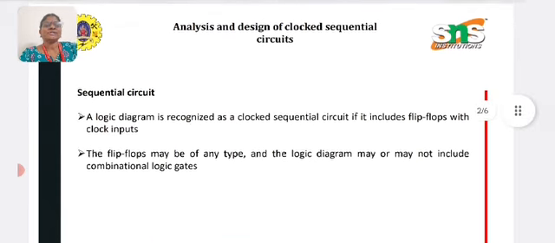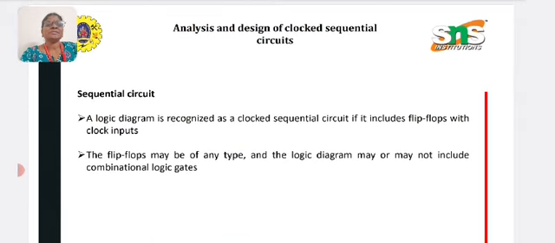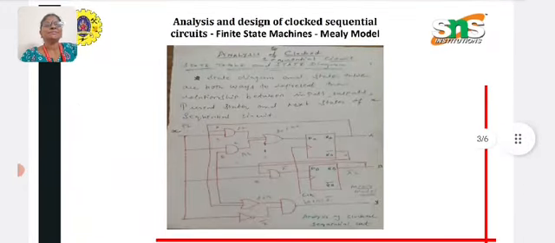A logic diagram is recognized as a clocked sequential circuit if it includes flip-flops with clock inputs. The flip-flops may be of any type, and the logic diagram may or may not include combinational logic circuits. We should know the difference between combinational and sequential first. Combinational means your output depends only on the present input. Sequential means your output depends on both present and previous inputs. That's why we need a memory device in a sequential circuit.